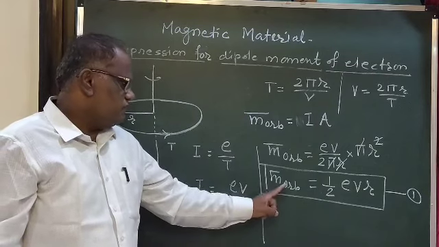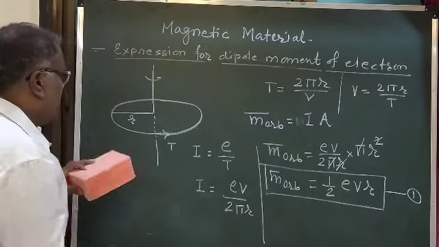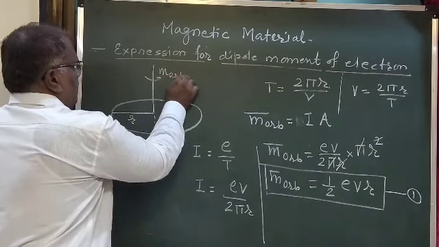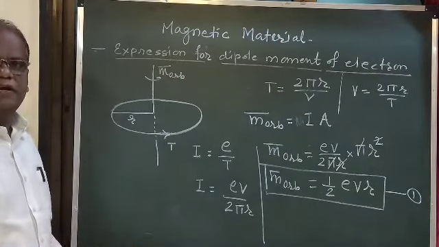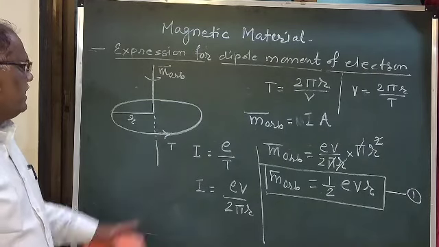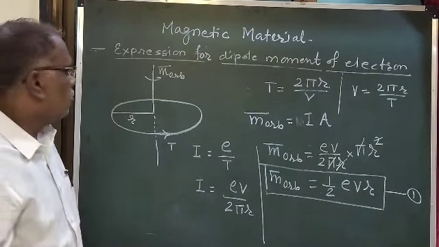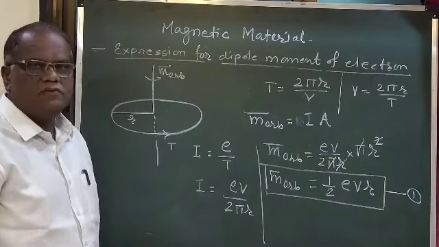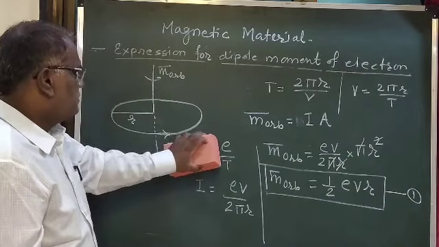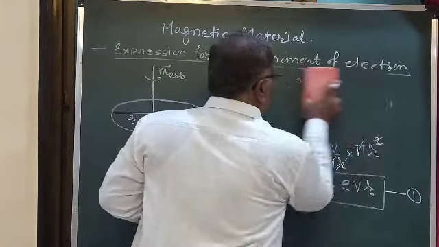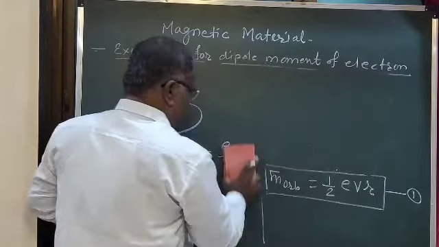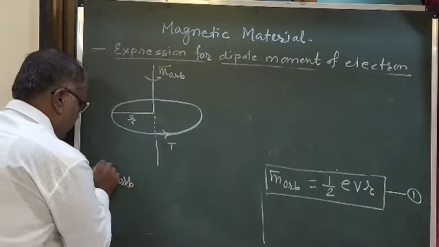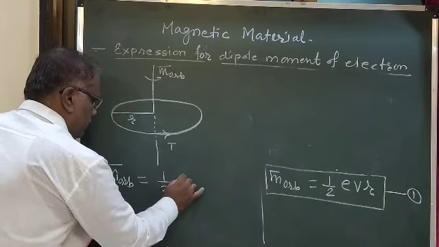Here m orbital. We know that magnetic dipole moment is a vector quantity and its direction is by right hand screw rule, perpendicular to the plane of revolution of electron. Now this is the first equation what we have obtained. Magnetic dipole moment of electron is equal to 1 by 2 e v r.